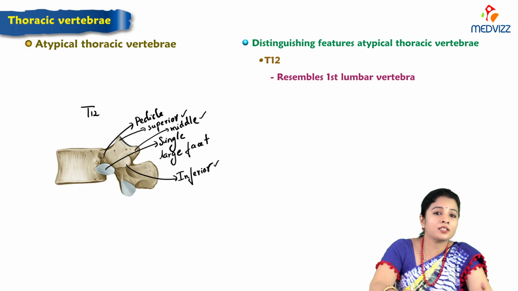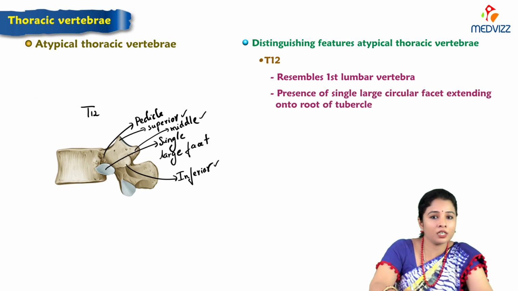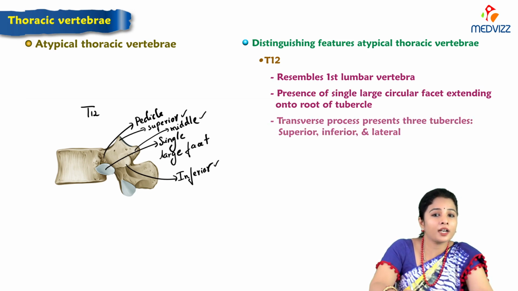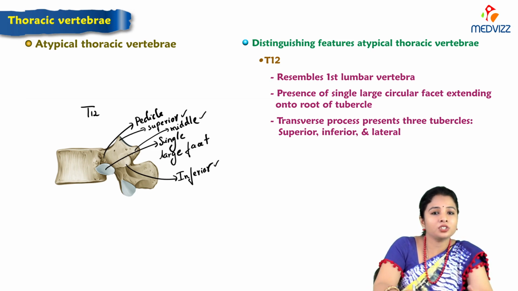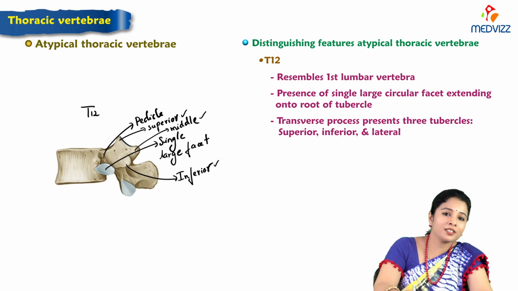T12 resembles L1, that is the first lumbar vertebra, with the presence of a single large circular facet that extends onto the root of the tubercle, and the transverse process presents 3 tubercles, superior, inferior and lateral tubercle, and the transverse process is devoid of an articular facet. So these are the distinguishing features of atypical thoracic vertebrae.